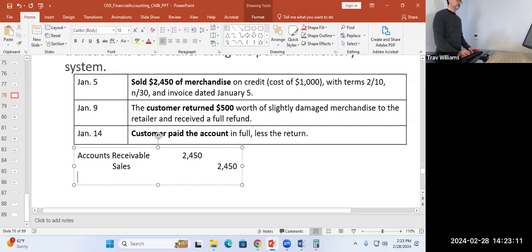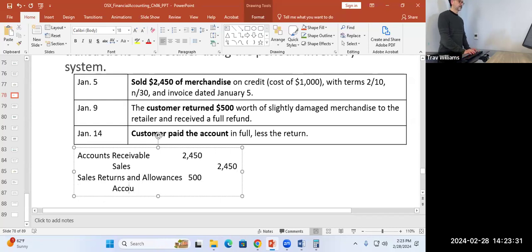Then a customer does a return. All right. What do you think we're going to debit? The same as it would be for perpetual. Sales returns and allowances, 500. What do you think we'll credit? Accounts receivable, 500. And again, no inventory.